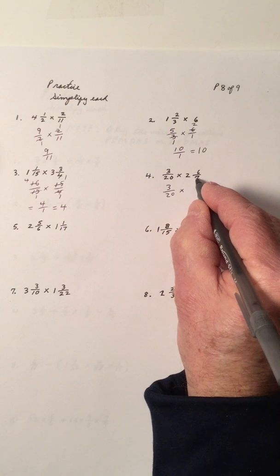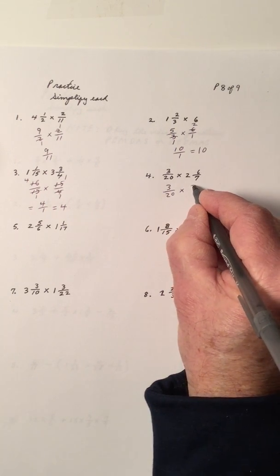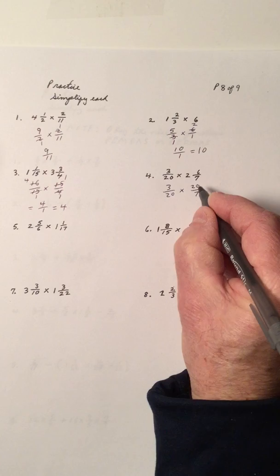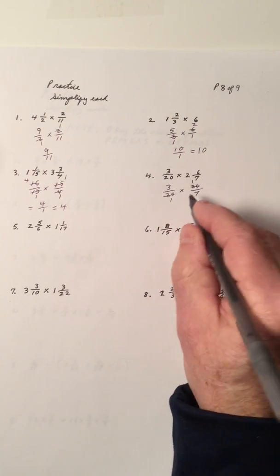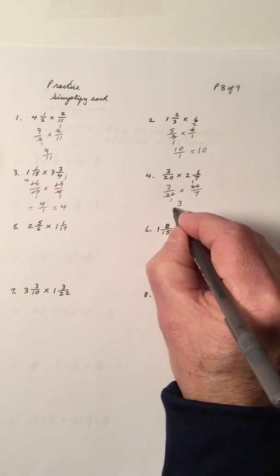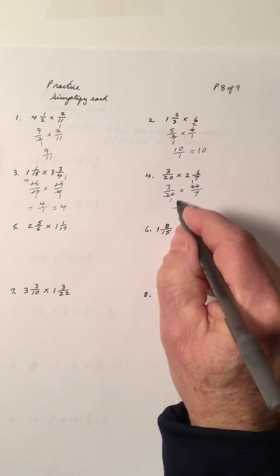And I get 14 plus 6 is 20. 20s cancel, top and bottom, because I'm multiplying. 3 and 7 can't, so I get 3 times 1 is 3, 1 times 7 is 7. Their primes can't cancel.